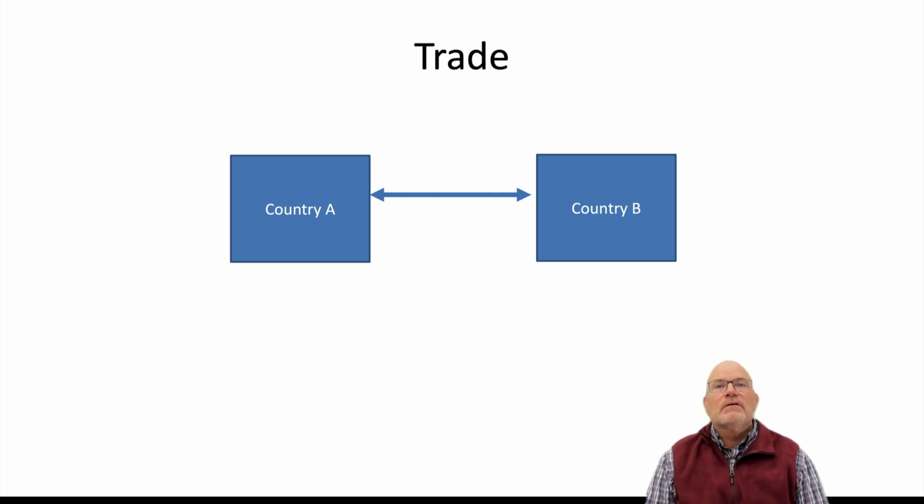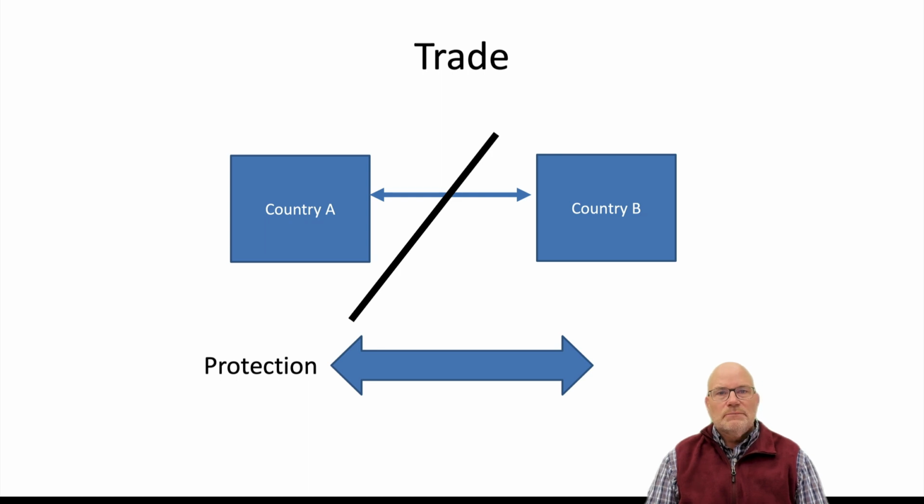There are various degrees of trade, and we're going to look at the two extremes here. One is protectionism, or protection. In that case, no trade occurs from country A to country B, and they're totally separate from one another. On the other extreme is free trade.